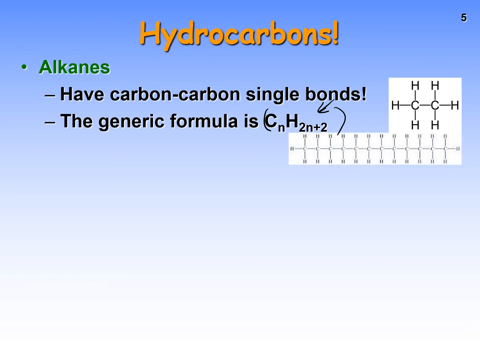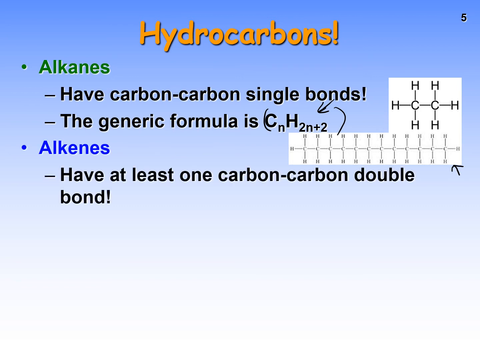Here's another one. This is again all single bonds. I don't know how many carbons this is. 1, 2, 3, 4, 5, 6, 7, 8, 9, 10, 11, 12 carbons here. So that would be 26 hydrogens, and if you count how many hydrogens there, should be 26.